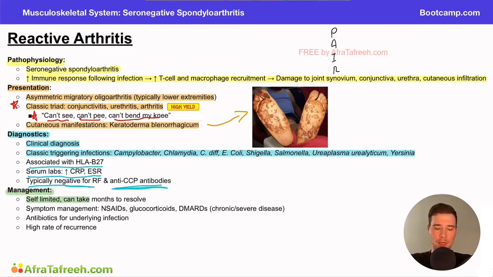Now, when we think about the management for these conditions, it's important to advise patients that these are often self-limited, but they can take several months to resolve. But in the meantime, it's okay to actually treat the patient's symptoms. These can include things like non-steroidal anti-inflammatories, glucocorticoids, or potentially even DMARDs for chronic/severe disease.